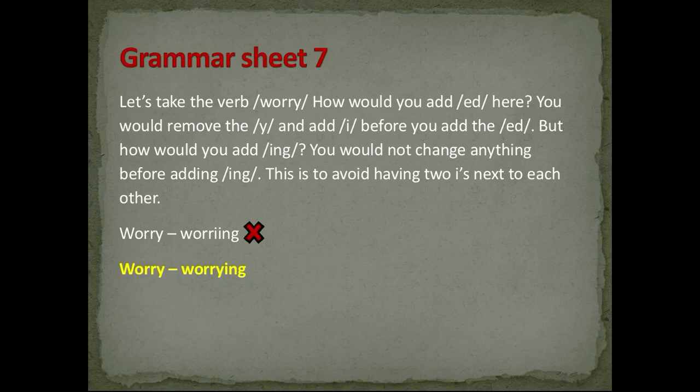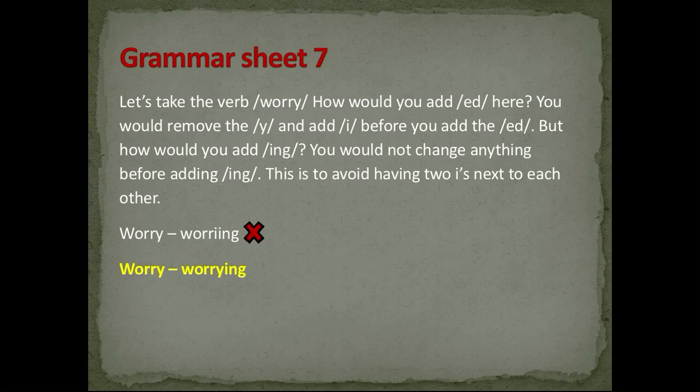So let's look at the verb worry, okay? Worry. How would you add -ed here in the past? In worry, you will take the y out and then you add -ied, right? This is in the past. But how would you add -ing? Am I going to put... let's find out. You would not change anything before adding -ing. This is to avoid having two i's next to each other.